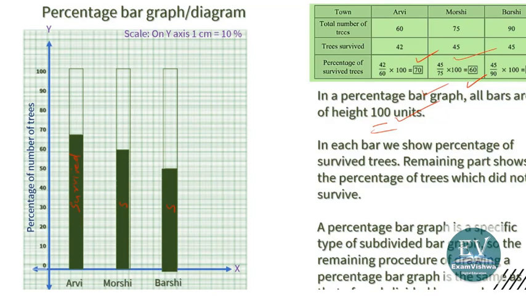The percentage of survived is very clear. It is 70, 60 and 50. And I will put the detail here. Trees survived is green colored and unsurvived is transparent. This kind of representation is easier to understand because it is in percentage. Understood, my dear students? So that way we can explain the concept of the percentage bar graph.